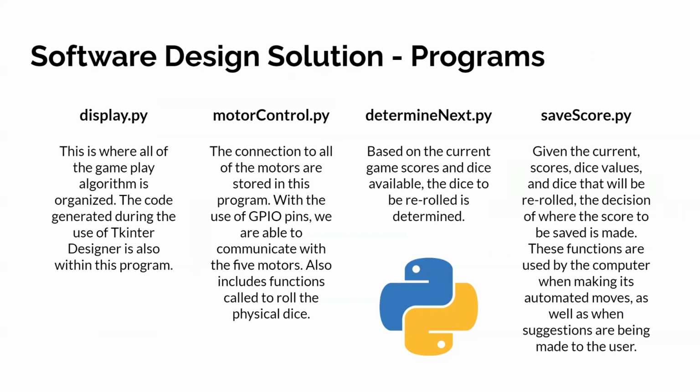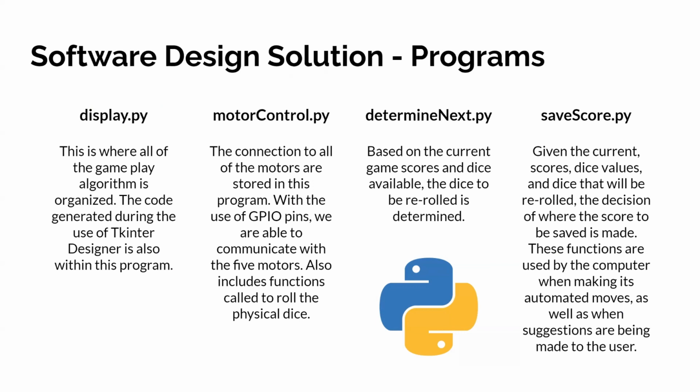We utilized Python version 3 and created 4 main Python files to store our functions in. Display controls the basic gameplay and keeps track of things like turns and scores. It is also where the main function is called and where all of the code generated from Tkinter Designer is stored. When it's time to roll, functions and motor control are called to roll the physical dice.